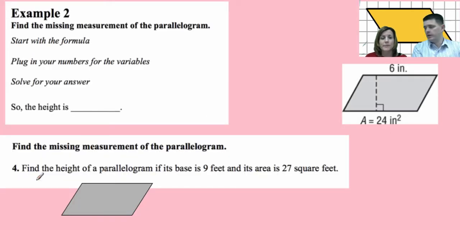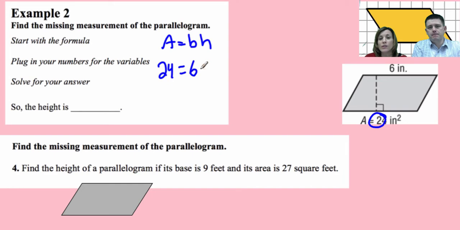All right. You can take this one. Now we need to work backwards. So the first thing we need to do is write down the formula, plug in our numbers for the variables, and then solve just like we learned in our equations. So this time they're giving the area, 24 inches squared, so put that in for area. 24 is equal to 6, and we don't know the height, so 6h, please. Now, we know how to undo multiplication with division, so we're going to undo it on both sides with division.